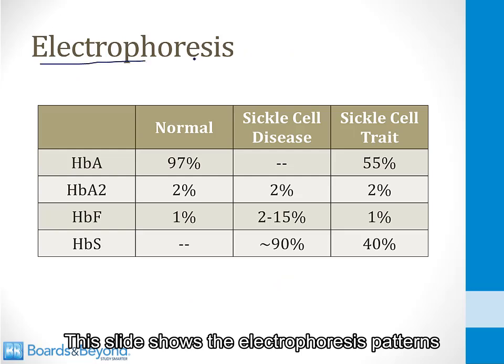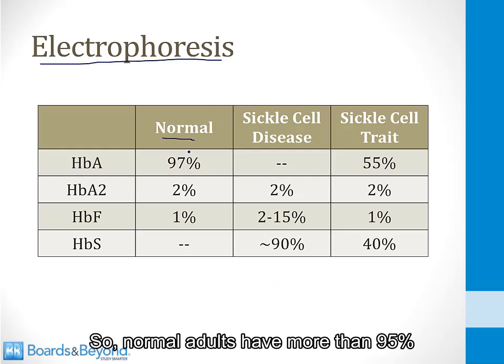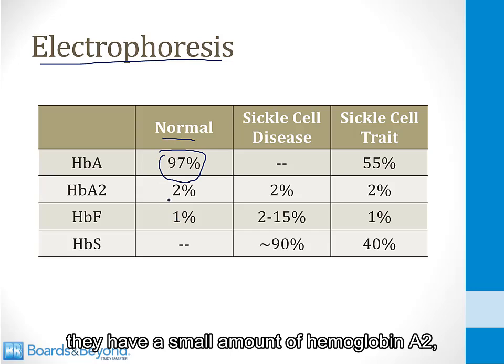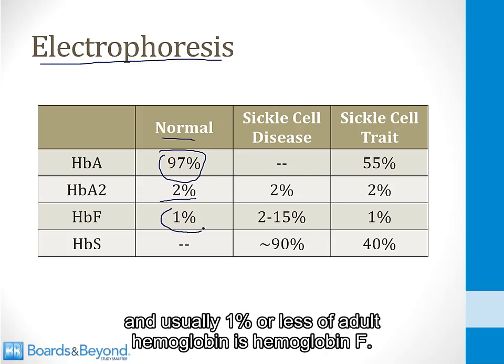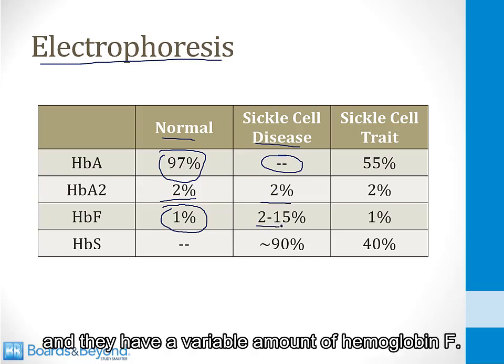This slide shows the electrophoresis patterns among patients with sickle cell disease and sickle cell trait. So normal adults have more than 95% of their hemoglobin as hemoglobin A. They have a small amount of hemoglobin A2, and usually 1% or less of adult hemoglobin is hemoglobin F. Patients with sickle cell disease completely lack hemoglobin A. They have a small amount of A2 and they have a variable amount of hemoglobin F.